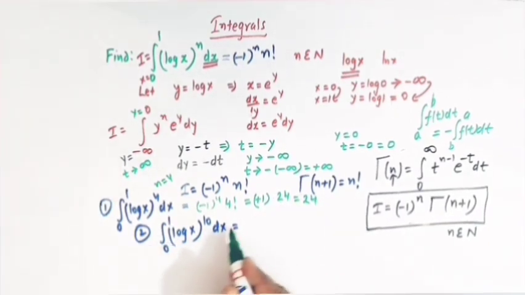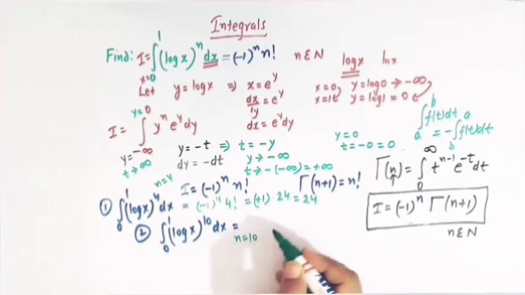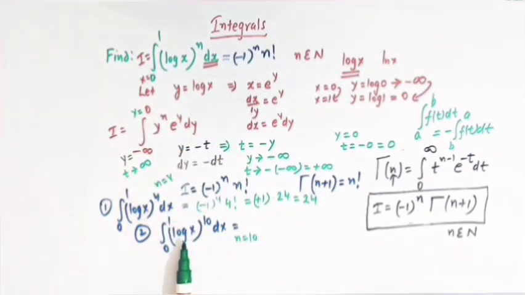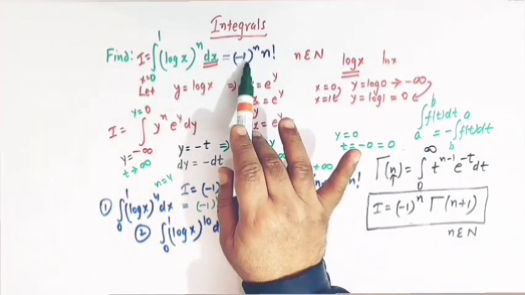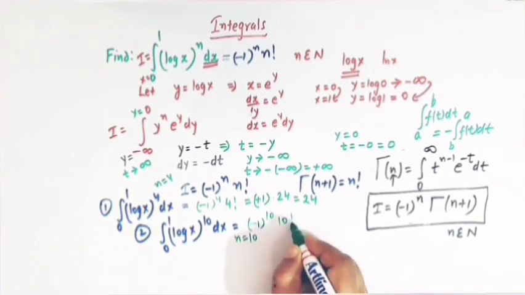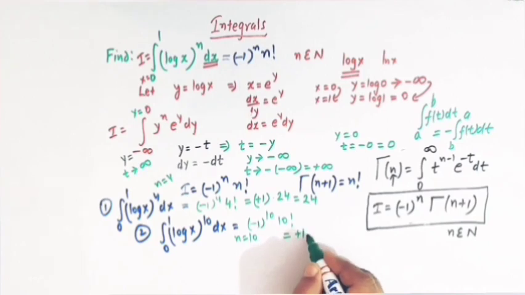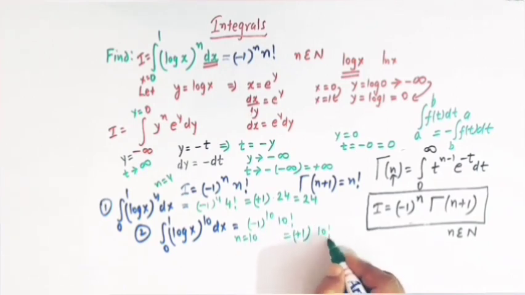Now similarly we can find out the value of this integral. Here we have 0 to 1 log x raised to 10, and 10 is a natural number, right? So the value of this integral can be calculated with the help of this result. So we have minus 1 raised to 10, and here we have 10 factorial. Minus 1 raised to 10 is positive 1, and we have 10 factorial. So this is simply factorial 10, right? We can calculate the value of 10 factorial.